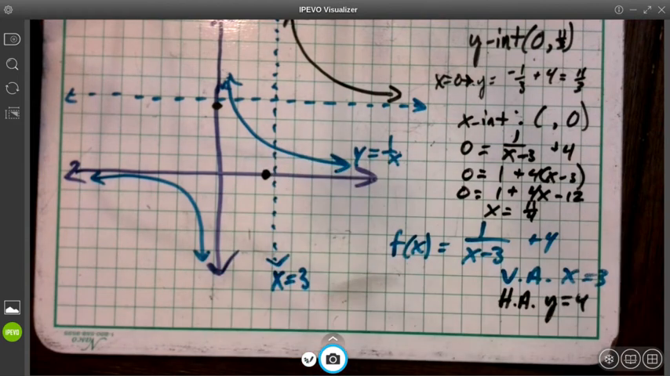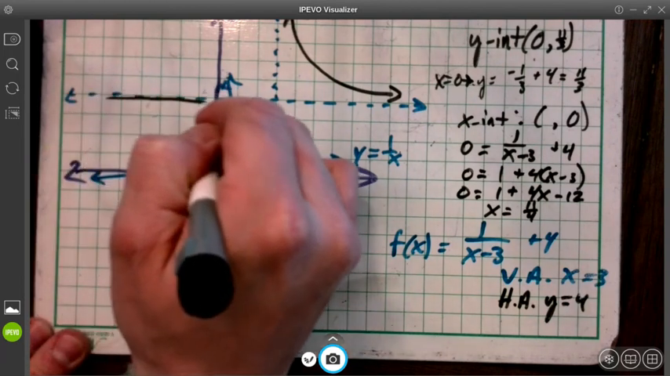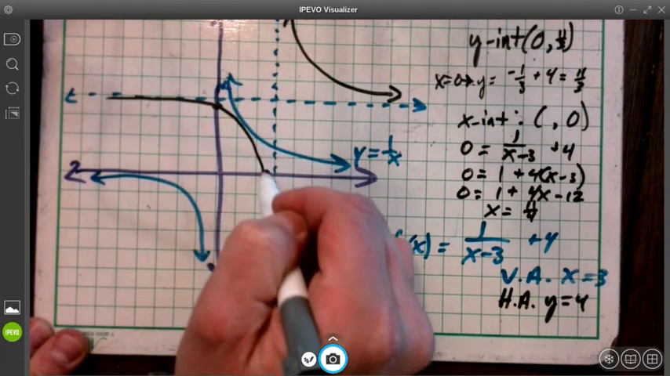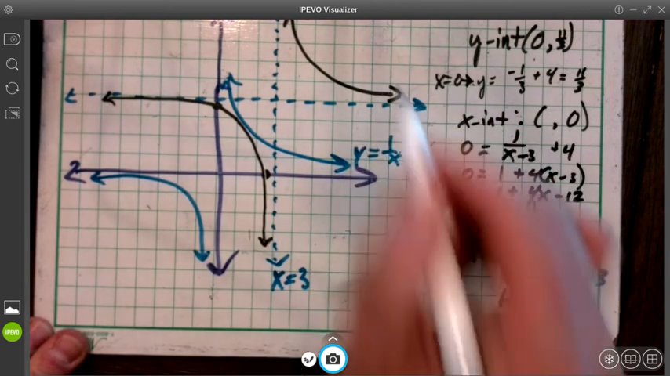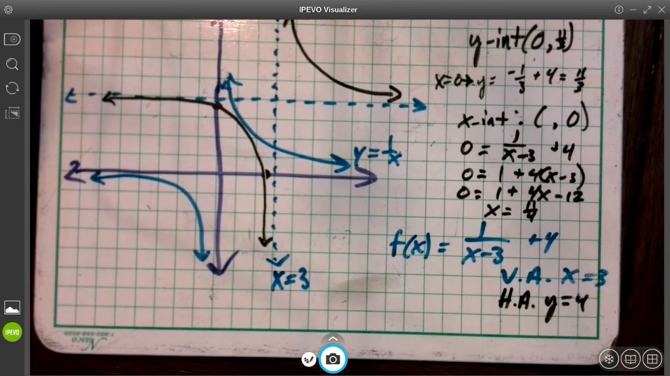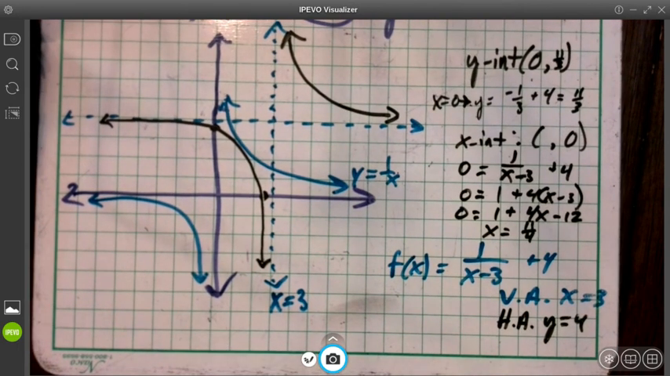All right. So we've got pretty accurate points now to graph this thing. And I'm just going to sketch this bad boy out. We got to hug the asymptote, hit the y-intercept, hit the x-intercept, and hug the vertical asymptote as well. So our new graph is in black, which is pretty cool. Does it look like the blue graph shifted right 3, up 4?